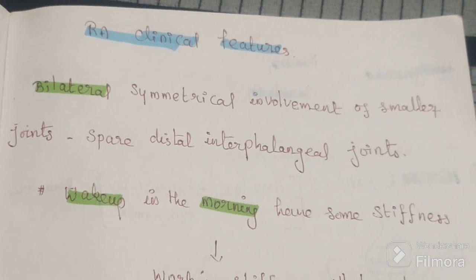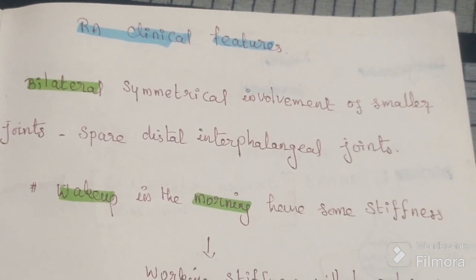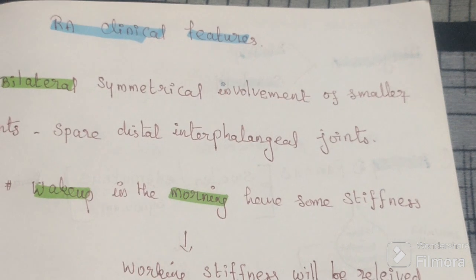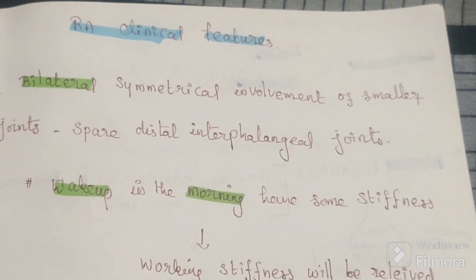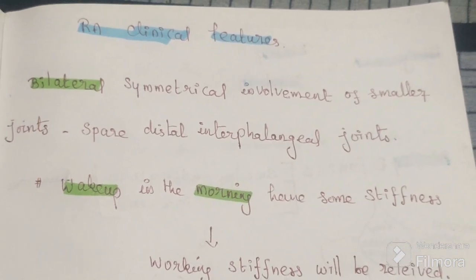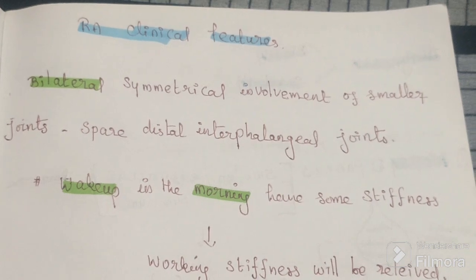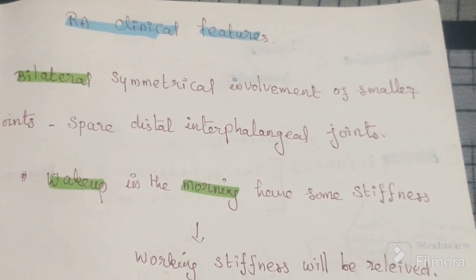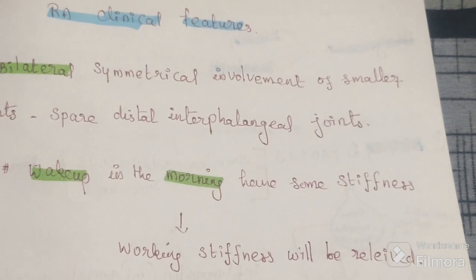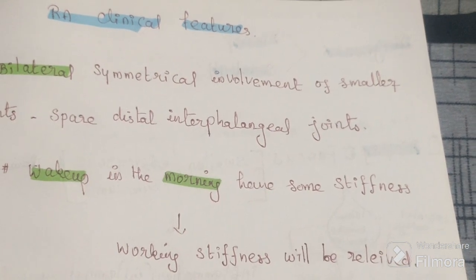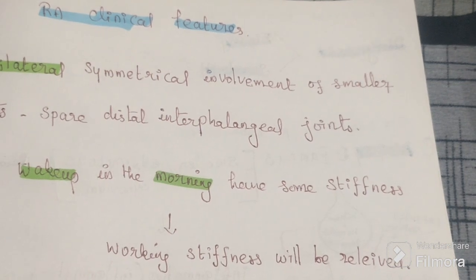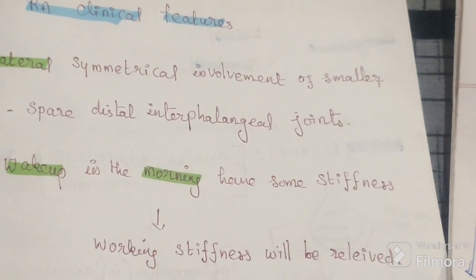Next, the characteristic presentation: when the person wakes up in the morning, he has stiffness, but when he starts working, the stiffness is relieved. Stiffness occurs only at wake-up time, and when he works, it is relieved. Osteoarthritis, with work, is aggravated.